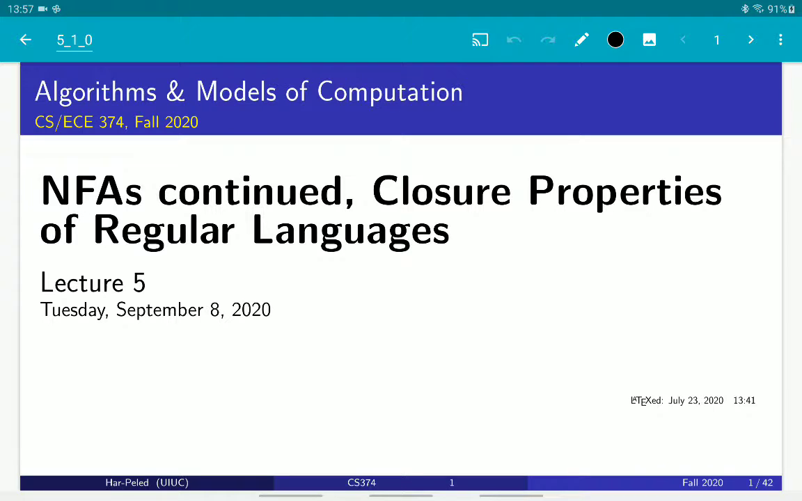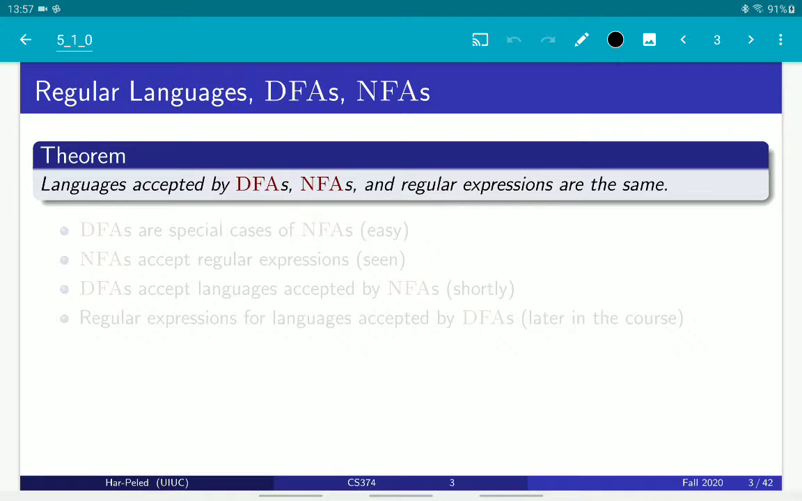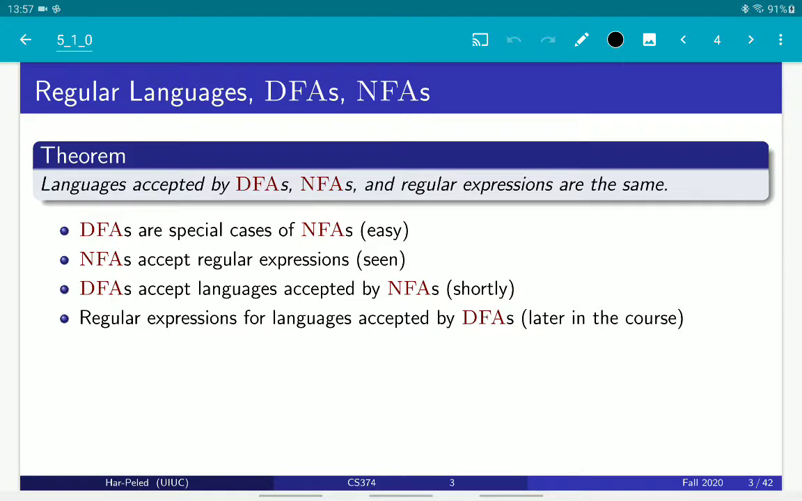Okay. Our purpose today is to prove that regular languages, NFAs and DFAs are all equivalent. Namely, if you're given a language by one representation, then you can represent it by the other representation. Some direction we already seen, right? So we saw that DFAs are essentially a special case of NFAs.